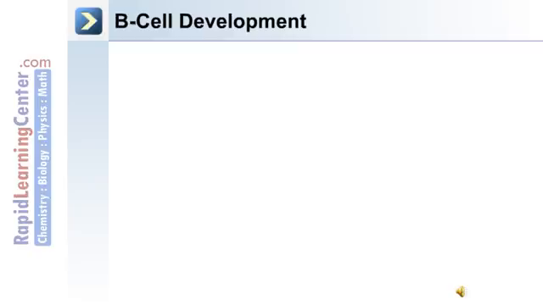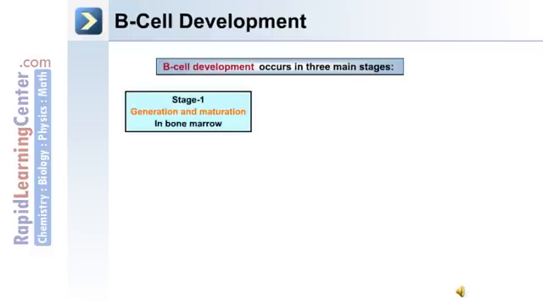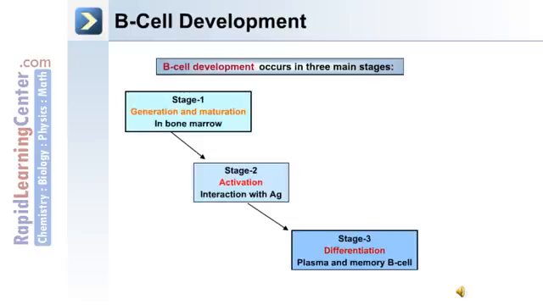This flowchart depicts B cell development in the body. It occurs in three main stages. Stage 1 is the generation and maturation in the bone marrow. Stage 2 is activation, which involves the interaction with antigen. And stage 3 is differentiation into a plasma or memory B cell.